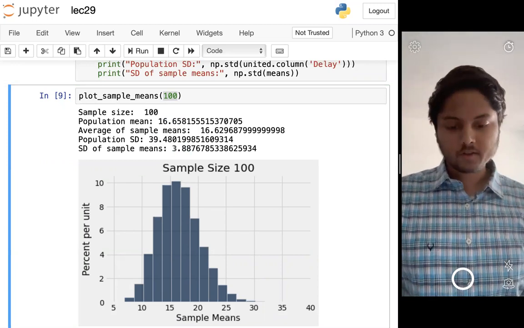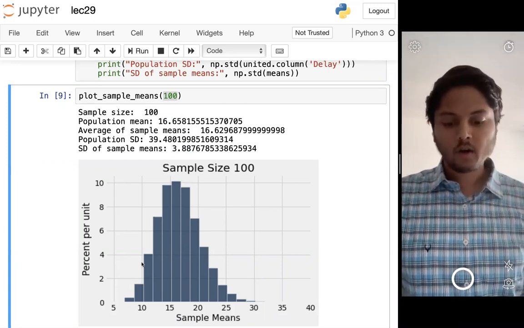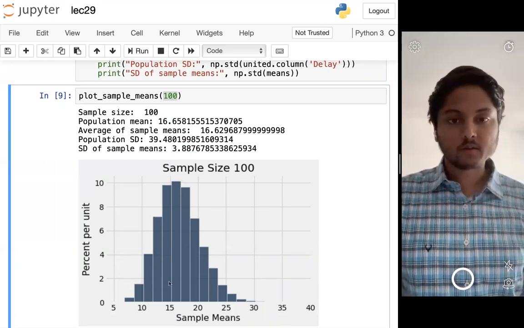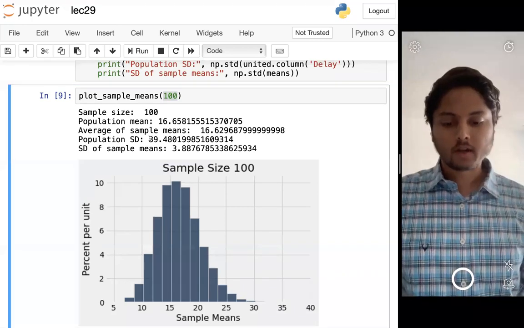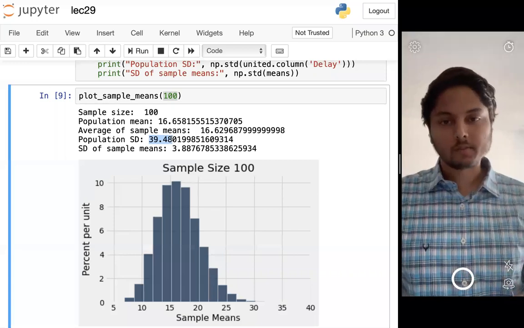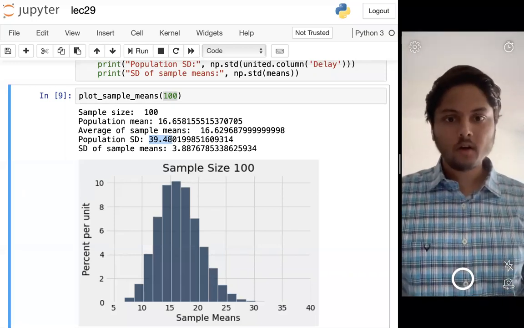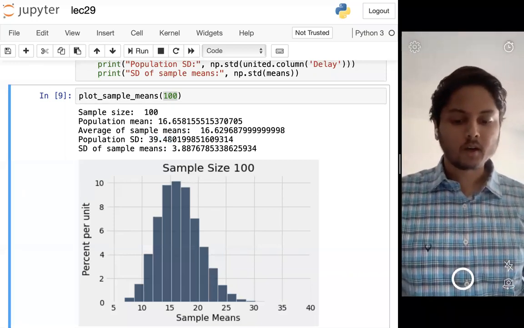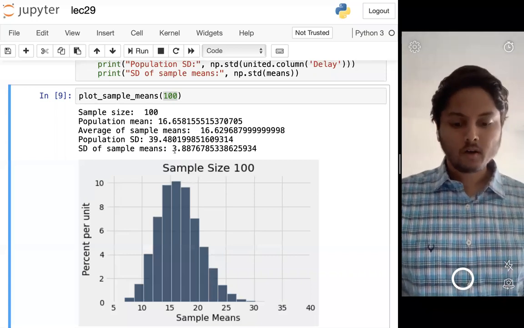And the reason for that is because of that formula. The standard deviation of this distribution should be roughly equal to the standard deviation of the population divided by the square root of the sample size. So sample size is 100, square root of that is 10. So 39.48 divided by 10 should be roughly 3.948. And that's essentially what we get here.